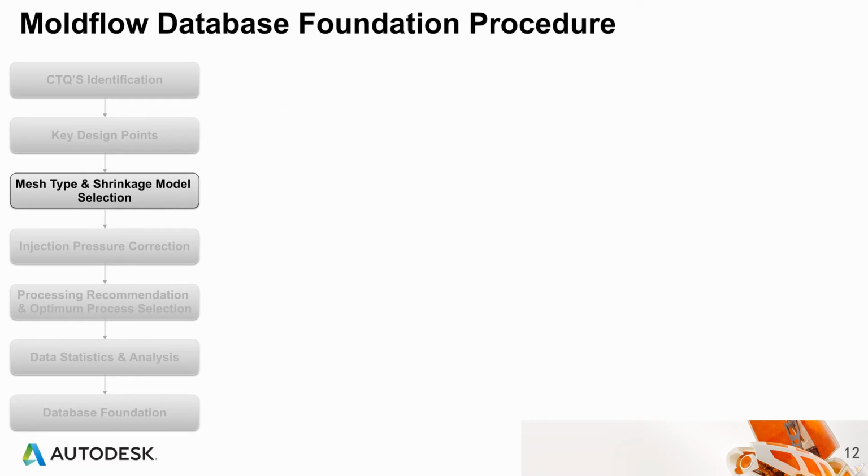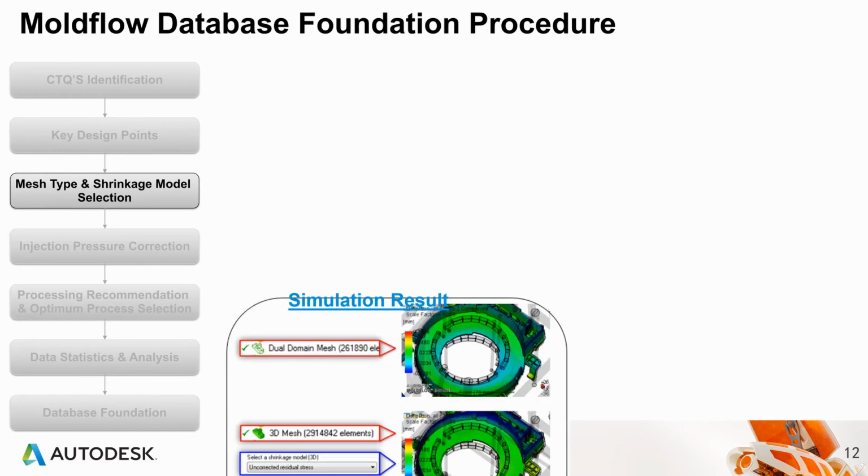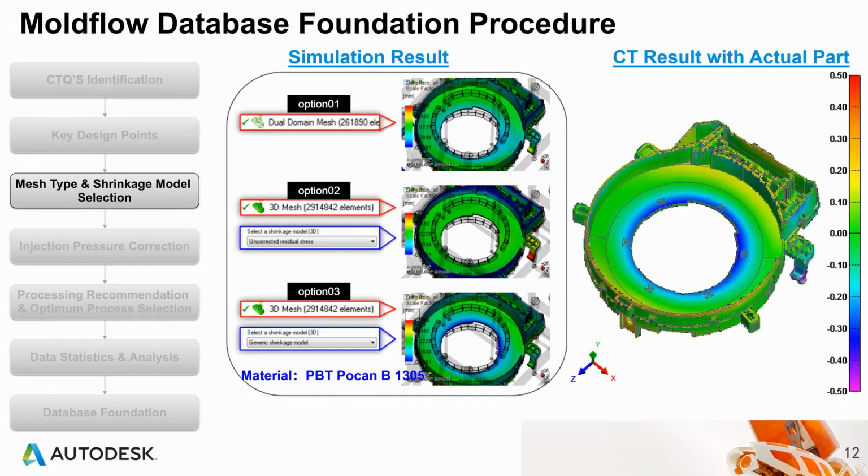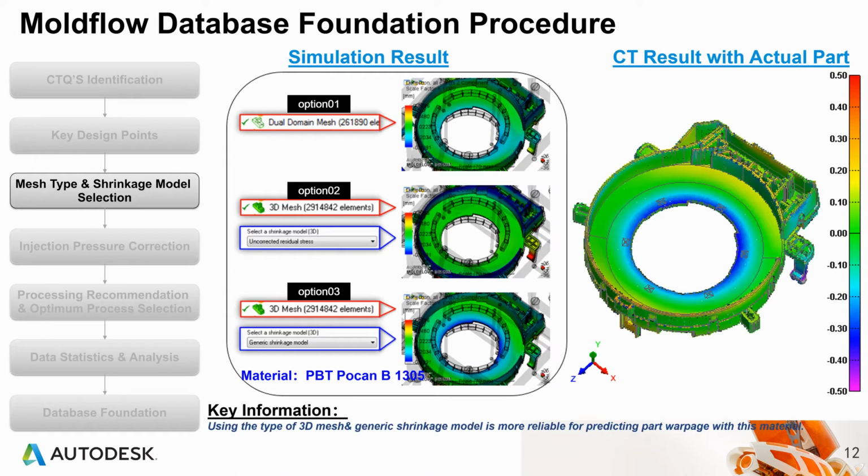Next, we should choose a correct mesh type and shrinkage model. After validation with actual status, we found option 3 is basically consistent with actual status. So we simulate state housing with 3D mesh and generic shrinkage model.